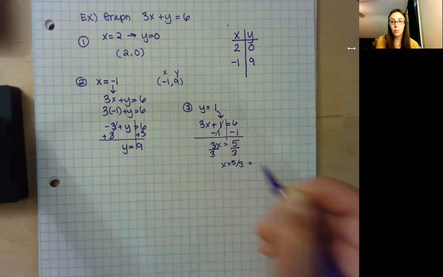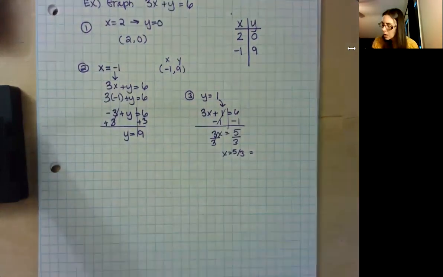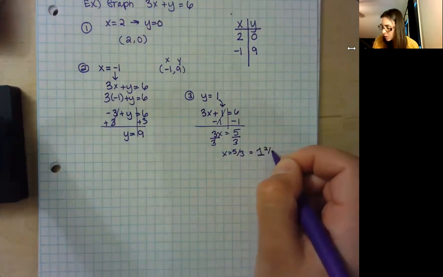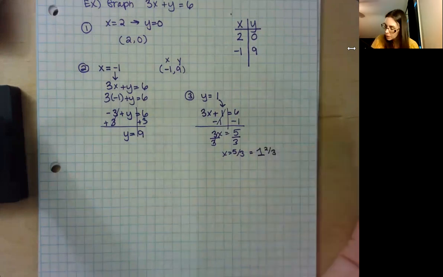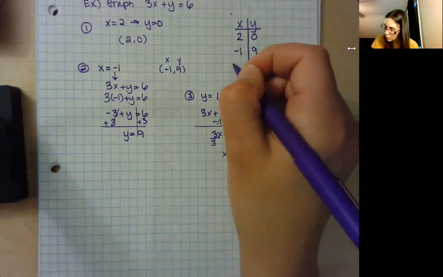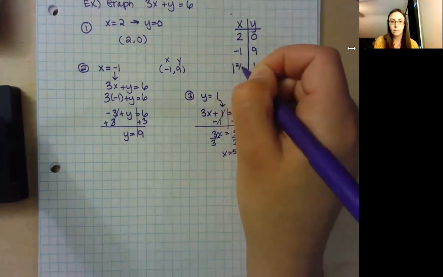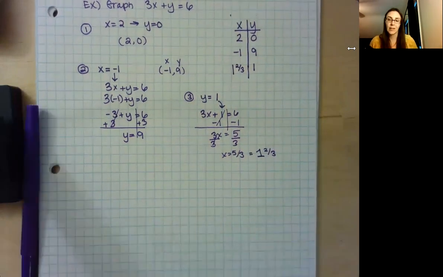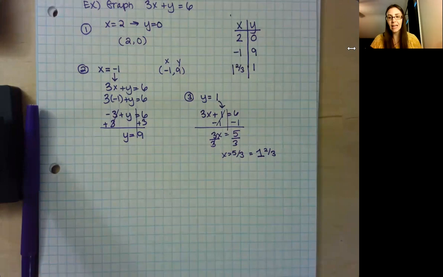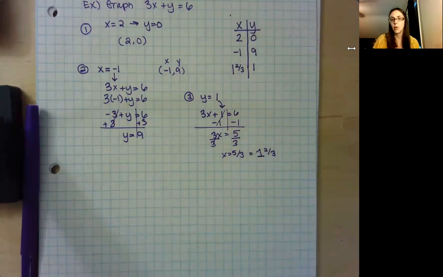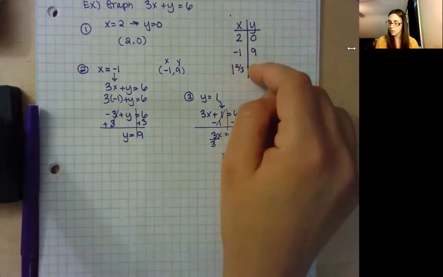Now you may want to change this to a mixed number just so you have a better idea what it is. 3 goes into 5 one time, and you're going to see a remainder of 2. So you have 1 2/3. So here I chose y as 1, and then my x value was 1 2/3. Now, when you have fractions or decimals as an answer, they're kind of hard to graph, right? Because you have to estimate. So what I'm going to do here is I'm going to use my 2 other points as my main points to plot, and then I'll use my third one just as a check to make sure everything looks good.